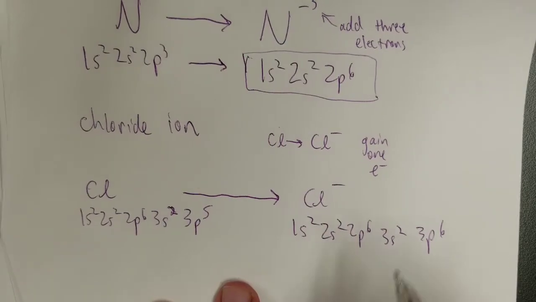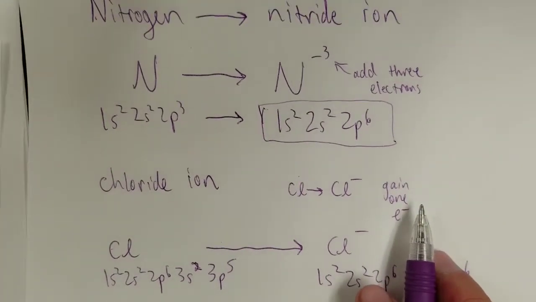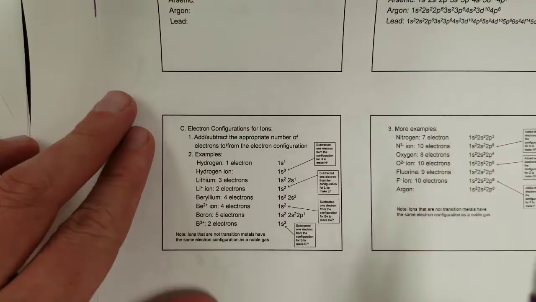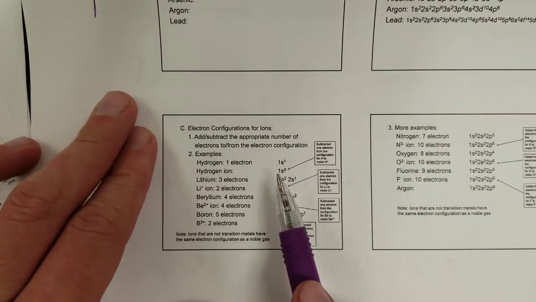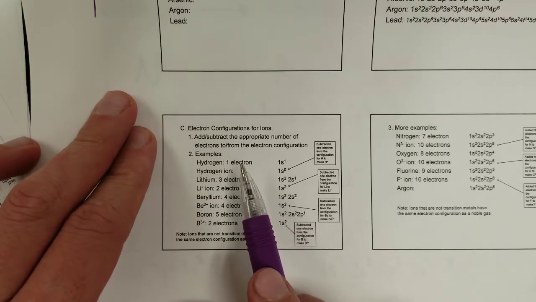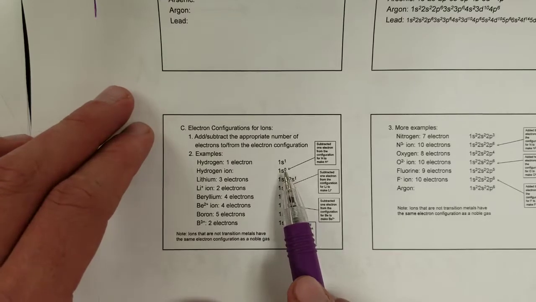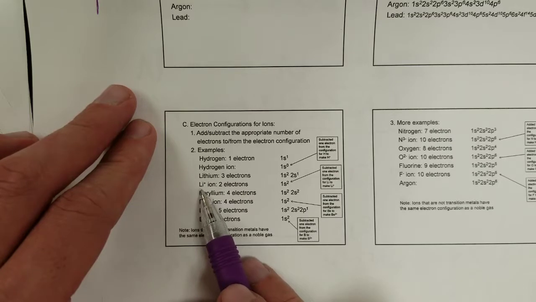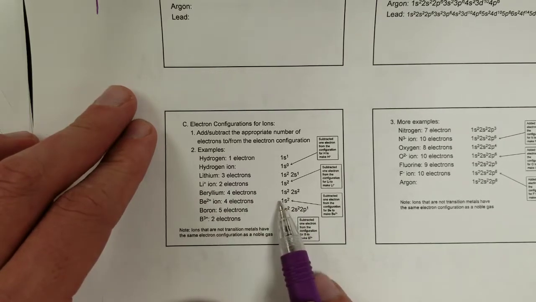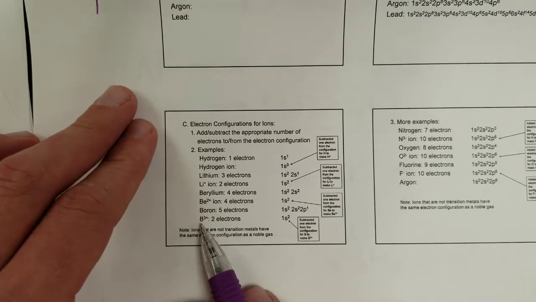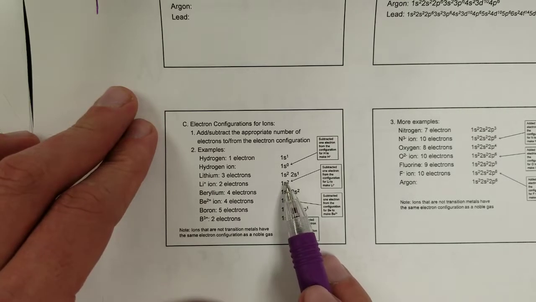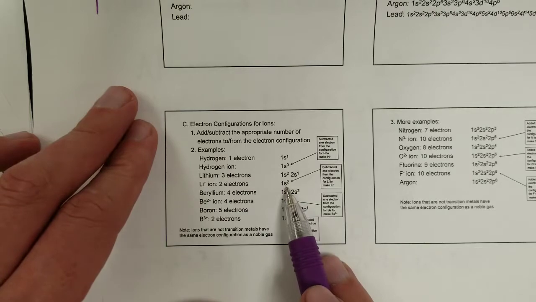One thing to notice, and I can show you some other examples of ions. If you need to make it positive, you subtract electrons, even if that means having a configuration of 1s0. Lithium ion, 1s2, beryllium ion, 1s2, boron ion, 1s2. Ions tend to have the same configuration as, this is the same configuration as a helium atom.